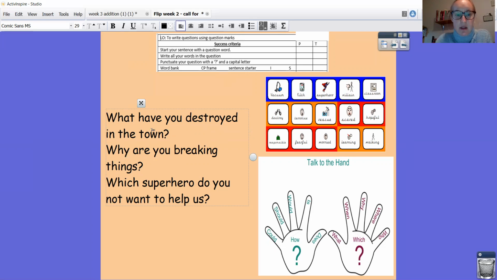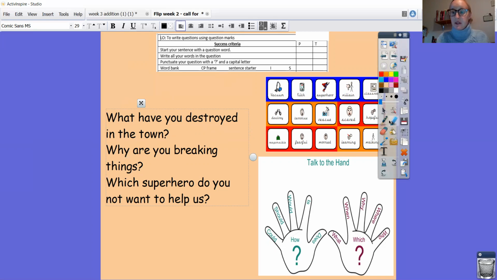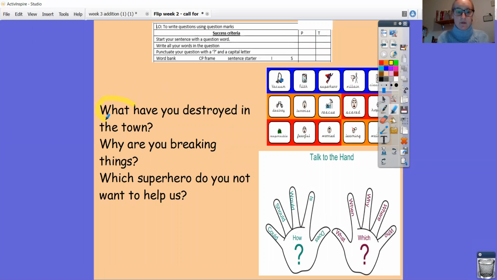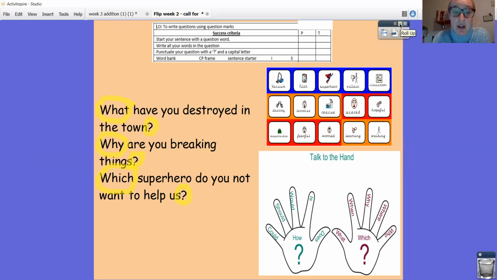So I've written three questions that I want to ask Filth and Vacuum today, and I've made sure they've all got a question word at the start. I'm going to highlight that for you so you can see it. Here's my question word what at the start, here's my question word why, and here is my question word which. And at the end, don't forget, I need my question marks. We're not using full stops if we're using questions. I want you today to have a go at generating maybe three, four, or five questions that you could ask the baddies, not the superheroes.